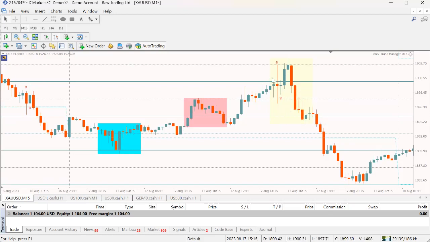So remember, we're looking for the news bar, we're looking for the pullback, we're looking for the next candle to confirm the trade in terms of it being an engulfment or an inside bar, and then we would know if the trade is valid after that.